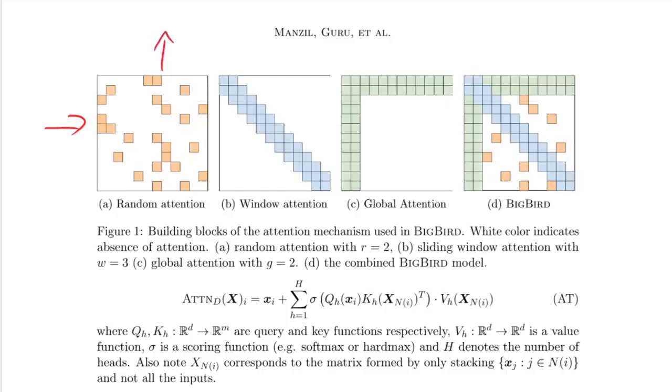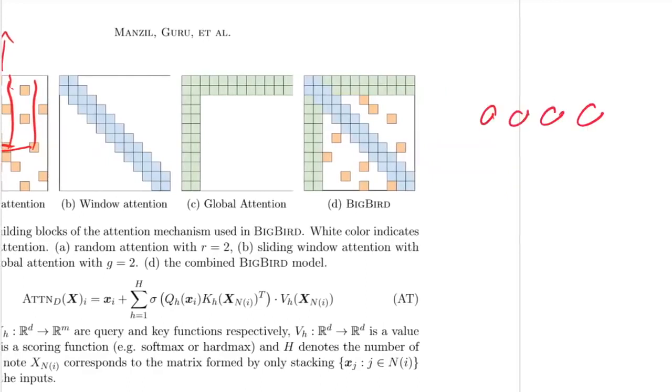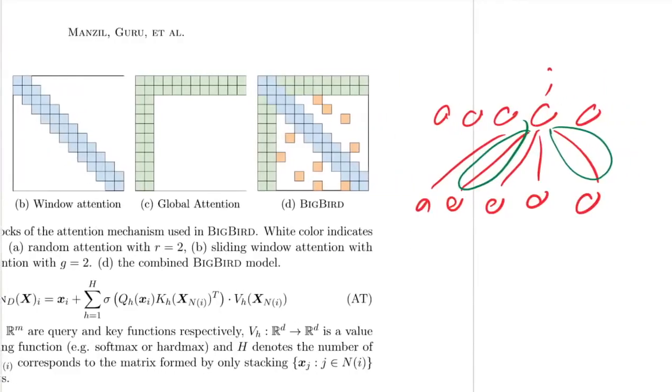So that basically means that node I right here would be connected to this particular node and also to this particular node. So if we have node I right here, we're now trying to not connect it to all of these nodes, but we'll just select some at random and then connect it to those. This is what we call random attention.